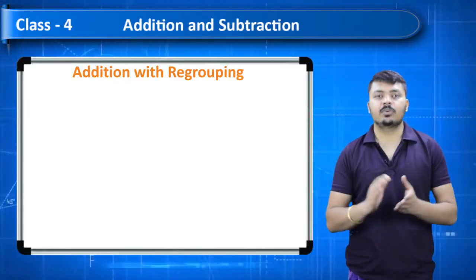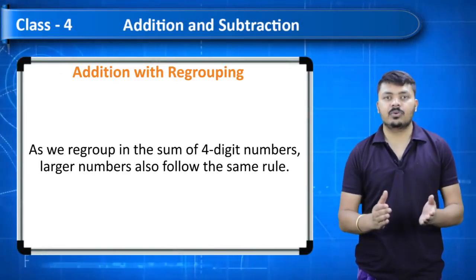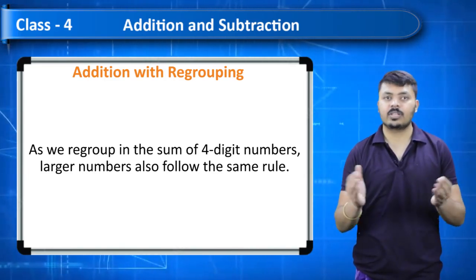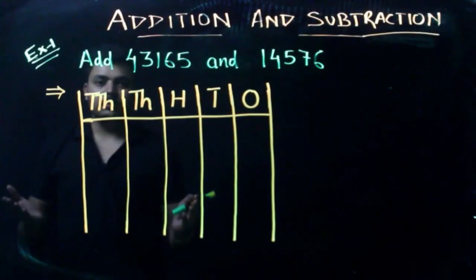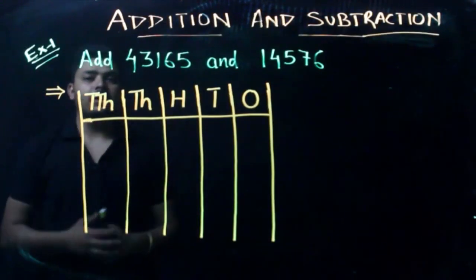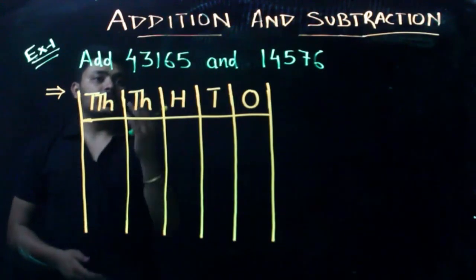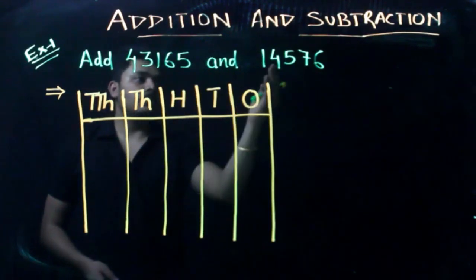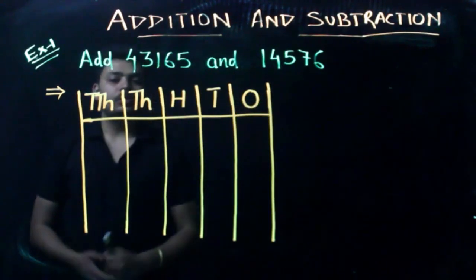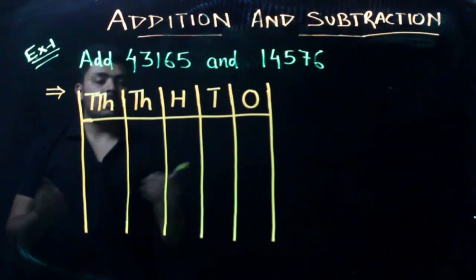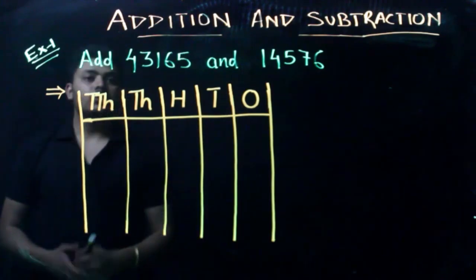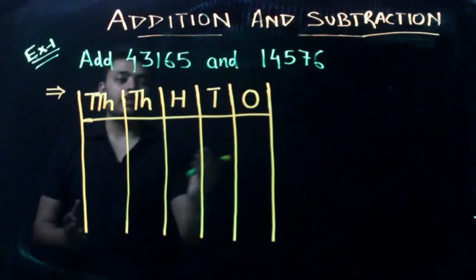Addition with regrouping. As we regroup in the sum of 4-digit numbers, larger numbers also follow the same rule. So students, let's look at example number 1. Add 43,165 and 14,576. So first we have to draw a place value chart and add up according to their place value column. So let's arrange the following numbers in the place value chart.